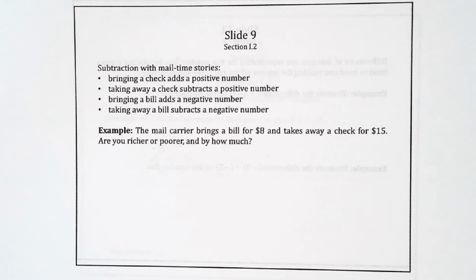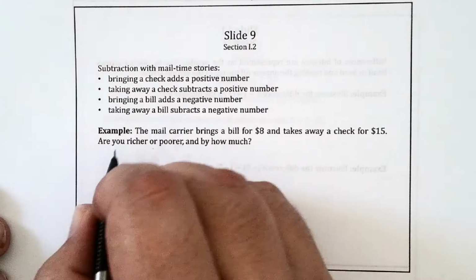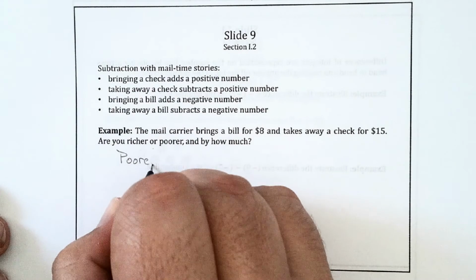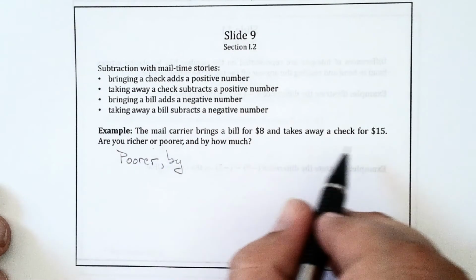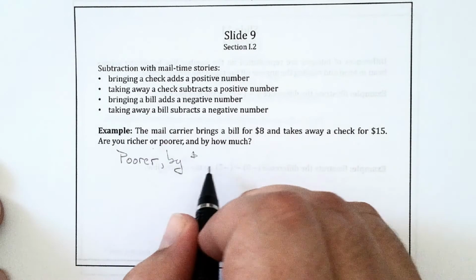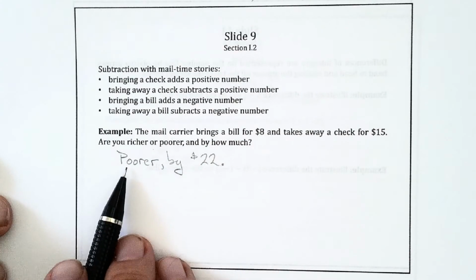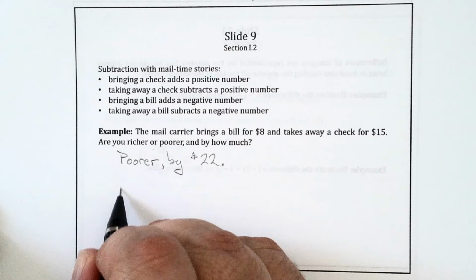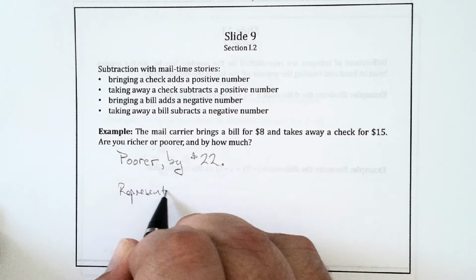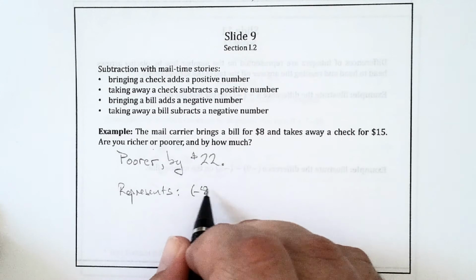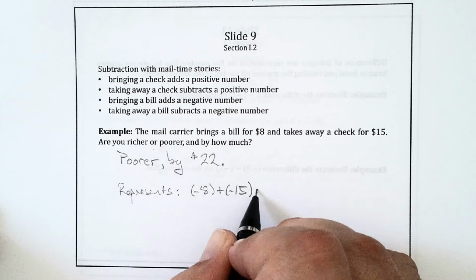Okay, so the mail carrier brings you a bill. That means you're losing money. They also take away a check. That also makes you lose money. So both of these transactions are making you lose money. And so that means that in all you're going to be poor. Both things make you poor here. And it's by 8 plus 15, so by $22. Notice I don't try to put a negative here, right? The poor is the negative. Okay, but this represents negative 8 plus negative 15 equals negative 22.